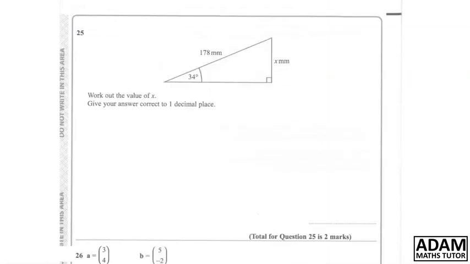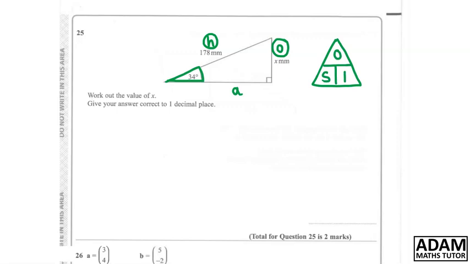Question 25. Work out the value of x. Give your answer correct to one decimal place. We have a right angle triangle involving an angle, so this will be trigonometry, SOHCAHTOA. Label the triangle in reference to this angle that you've been given. So this would be the opposite, this would be the hypotenuse, and this would be the adjacent, and the two sides involved in this question are the hypotenuse and the opposite. So this would be the sine triangle, which is opposite over hypotenuse.